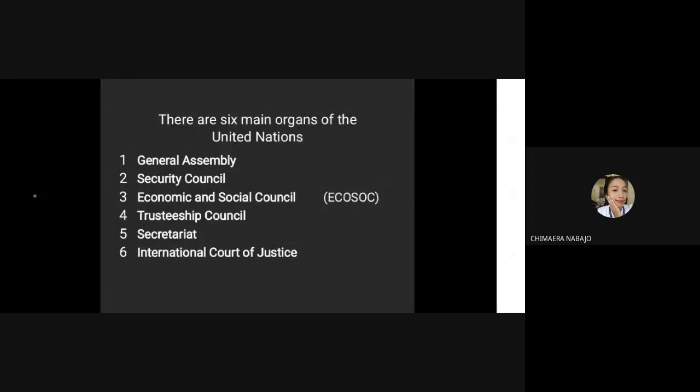Secretariat. The Secretariat is the principal administrative department of the United Nations. It is headed by the Secretary General, appointed by the General Assembly on the recommendation of the Security Council for a term of 5 years. He can be re-elected. The staff of the Secretariat is appointed by the Secretary General.